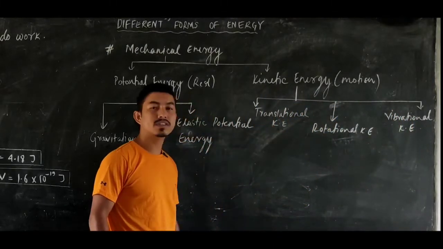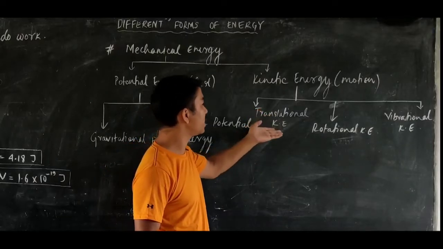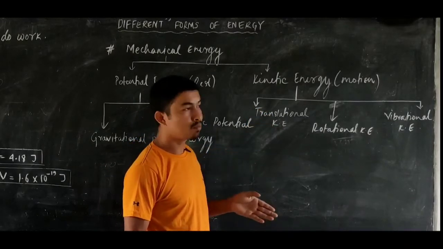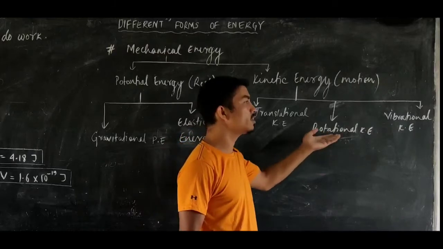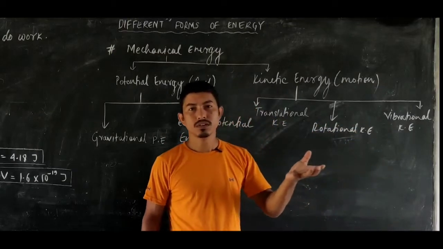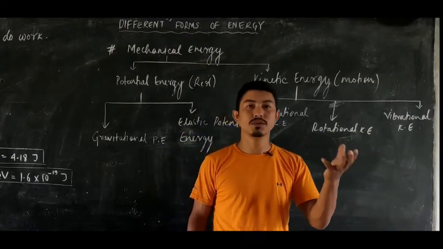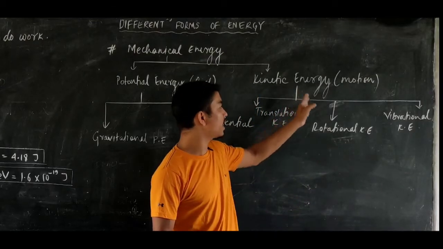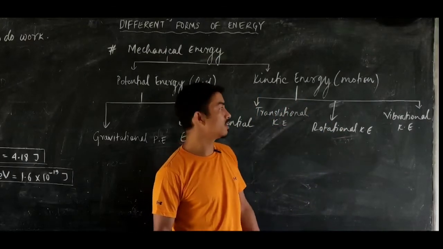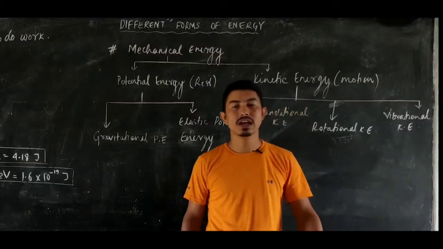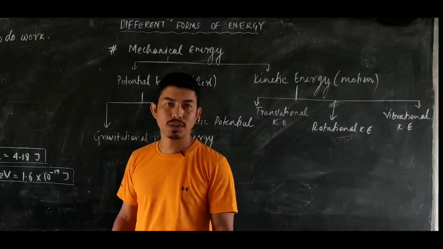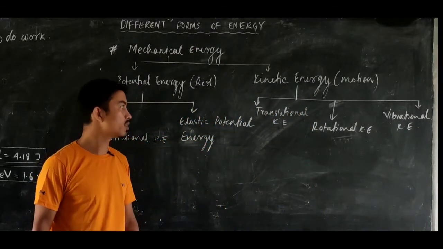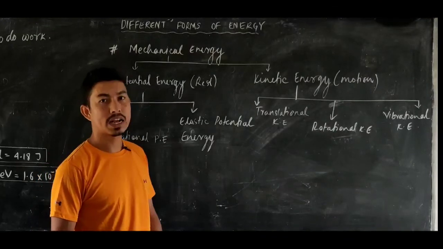As the name itself suggests, translational kinetic energy is due to a body moving in a straight line. Rotational kinetic energy is due to the rotation of an object. Whenever something rotates, it possesses kinetic energy known as rotational kinetic energy. The third is vibrational kinetic energy. Whenever any object moves to and fro, it possesses energy known as vibrational kinetic energy.